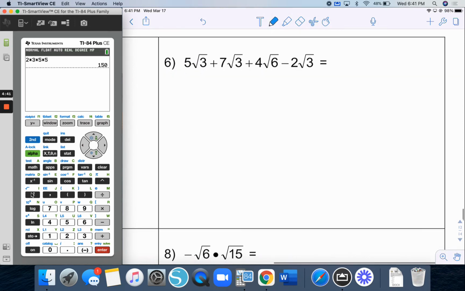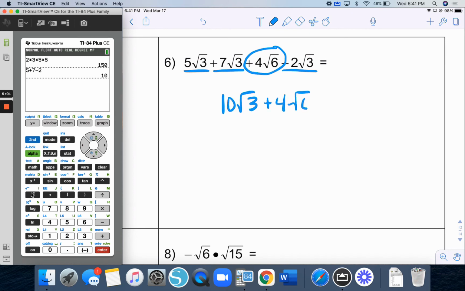For number 6, I would plug all this into the calculator. I promise it's not going to work. Remember, when we're adding or subtracting, we're combining like square roots. So I have square roots of 3. I have 5 plus 7 minus 2. So I have 10 square roots of 3.